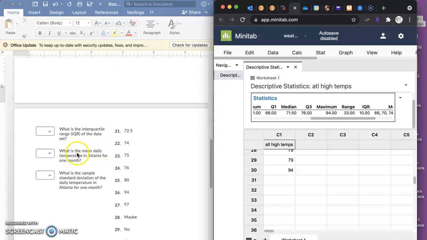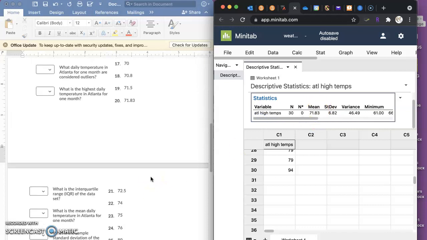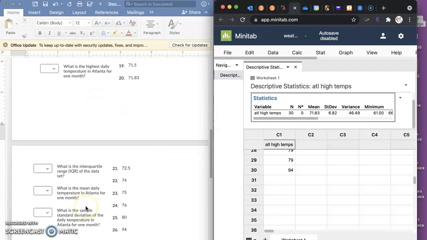What is the mean daily temperature for that month? So the mean or the average temperature is 71.83. So you would choose number 20.